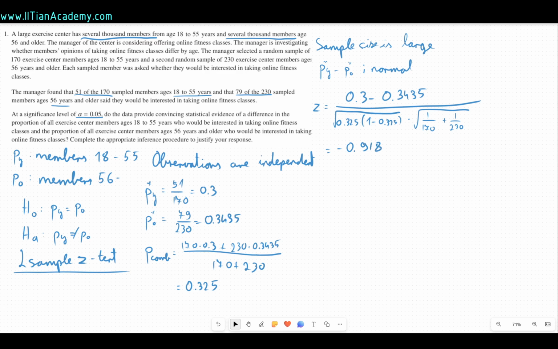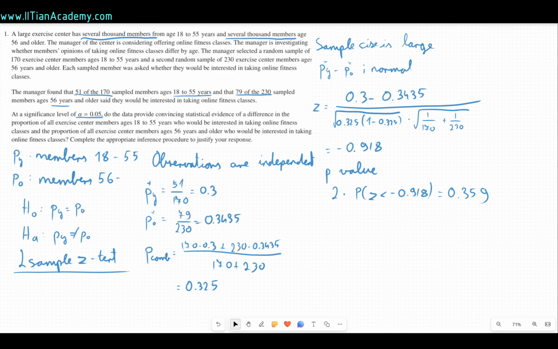And then we need to find the corresponding p-value. We can calculate it very easily because it's simply going to be 2 times the probability that z is less than minus 0.918, right? And this we can simply look up in the table at the back of the question paper. We multiply by 2, and we should get something around 0.359.